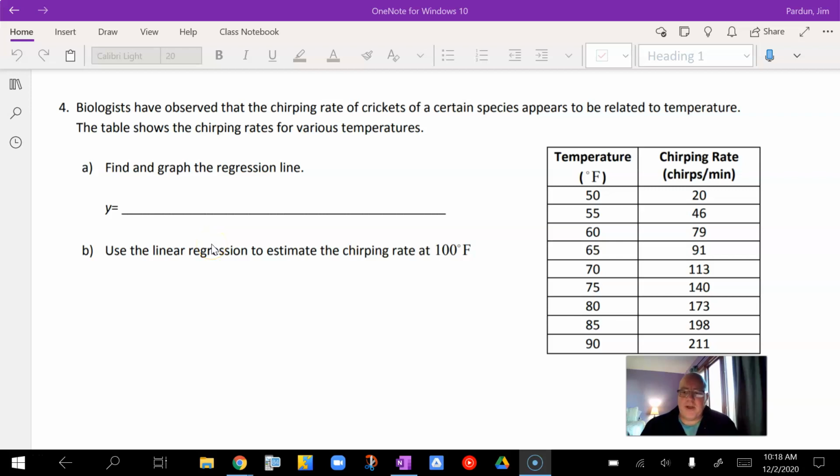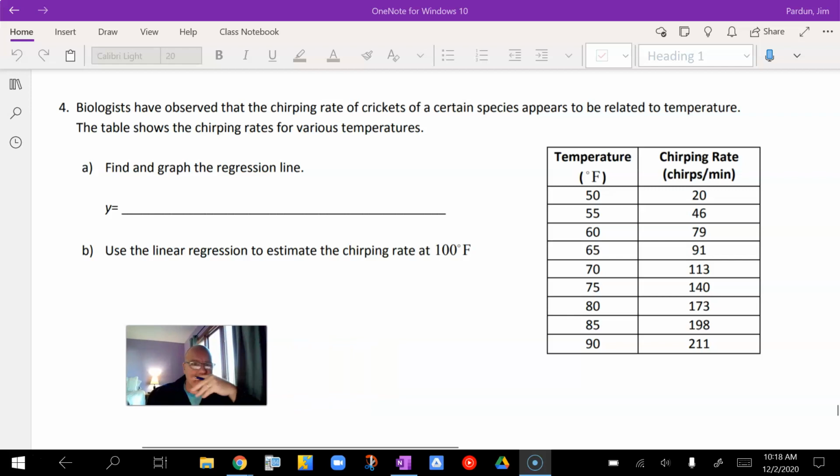So here's a pretty typical problem regarding a line of best fit or a trend line. Biologists have observed that the chirping rate of crickets of a certain species appears to be related to the temperature outside. The table here shows some data that was collected regarding the chirping rates at various temperatures. Before we do anything with this, let's make sure that we understand what this data is telling us.